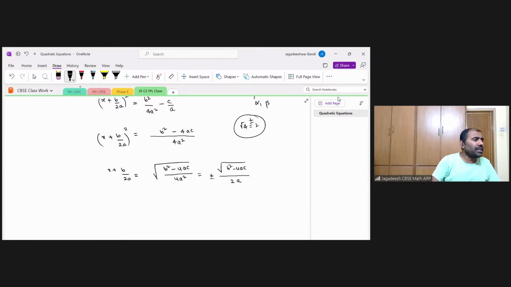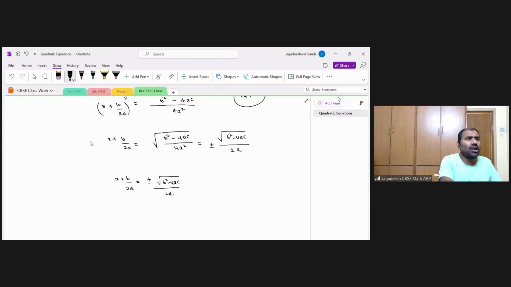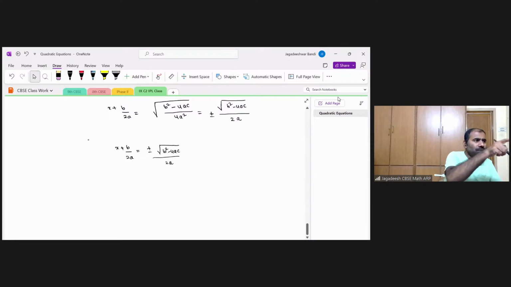So finally, we got x plus b by 2a equal to plus or minus square root of b square minus 4ac whole divided by 2a. Fine. But still, we are not done. We need to find x value. So transpose plus b by 2a to the right side. That implies x is equal to minus b by 2a plus or minus square root of b square minus 4ac whole divided by 2a.